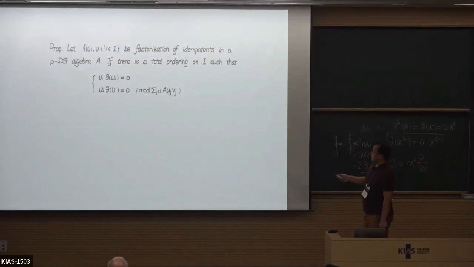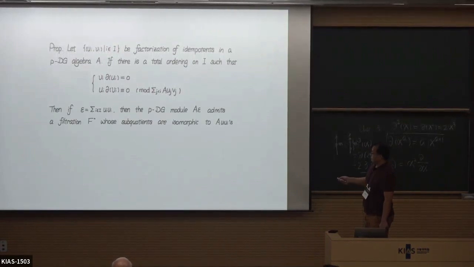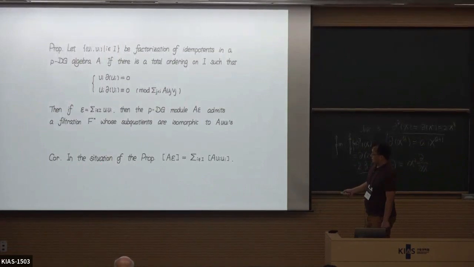But under some weak assumption, if there is a total ordering on this index set, such that this v_i times du_i is 0 or u_i times dv_i is 0 modulo previous filtered terms, then the PDG module of A times this total idempotent admits a filtration whose subquotients are isomorphic to these guys. As a consequence, in the PDG world, the symbol will be the sum of the symbols over here.